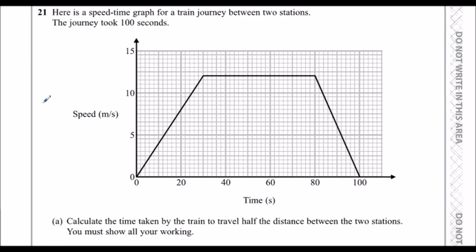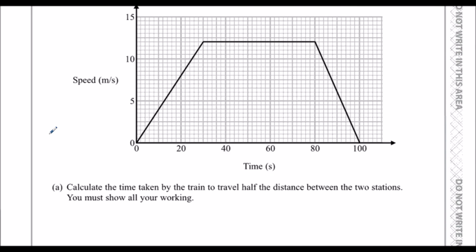Question 21. Here is a speed time graph for a train journey between 2 stations. The journey took 100 seconds, which we can see. Calculate the time taken by the train to travel half the distance between the 2 stations. You must show all your working.